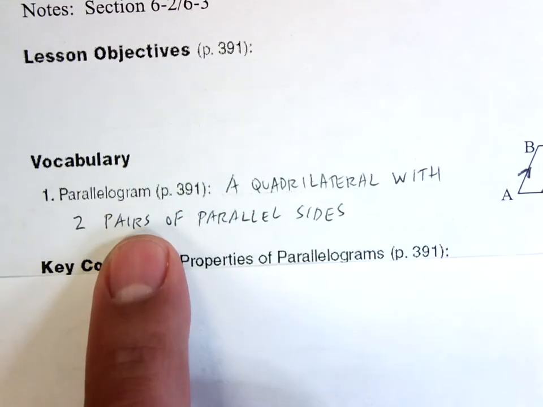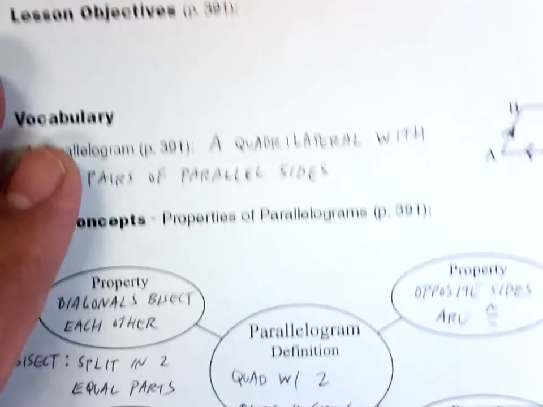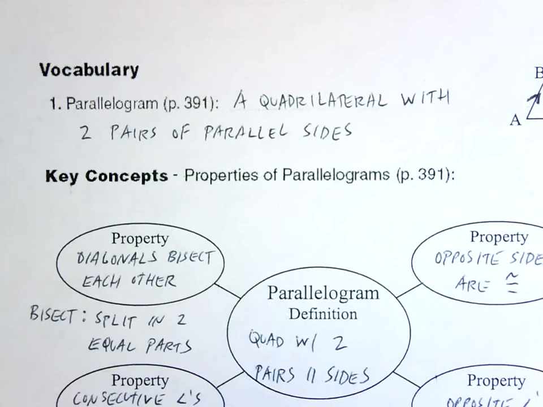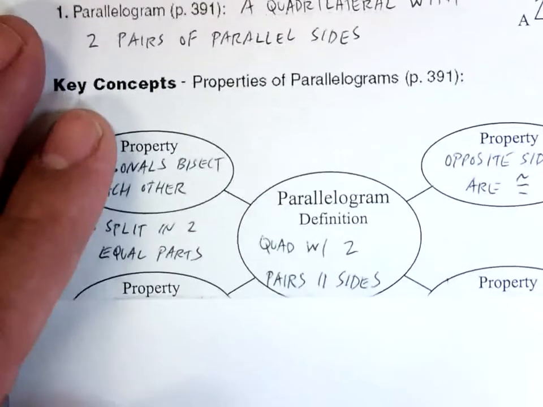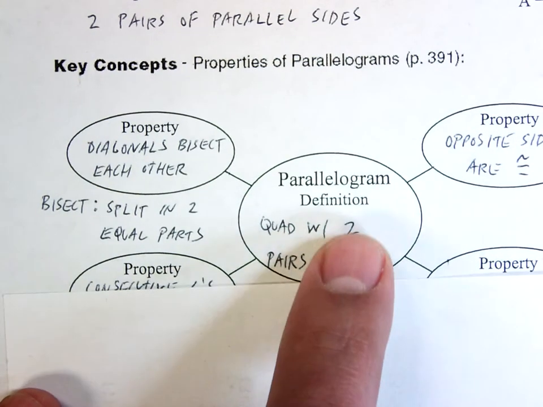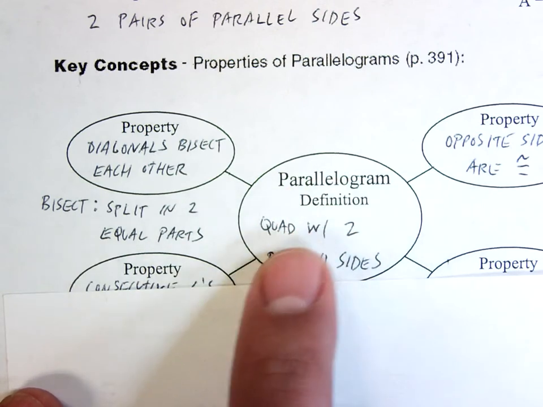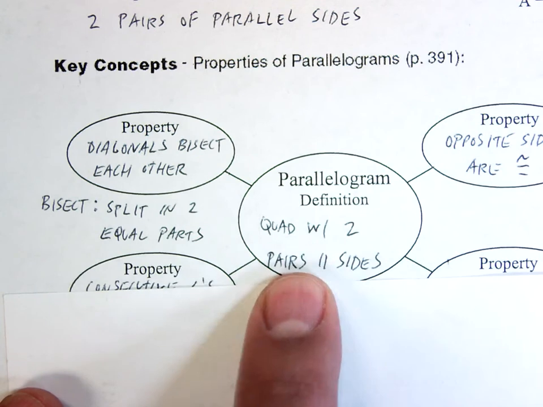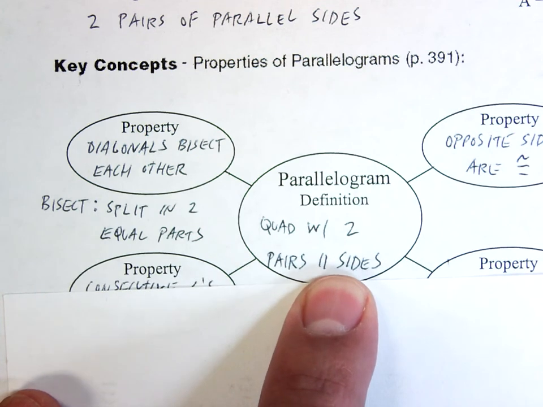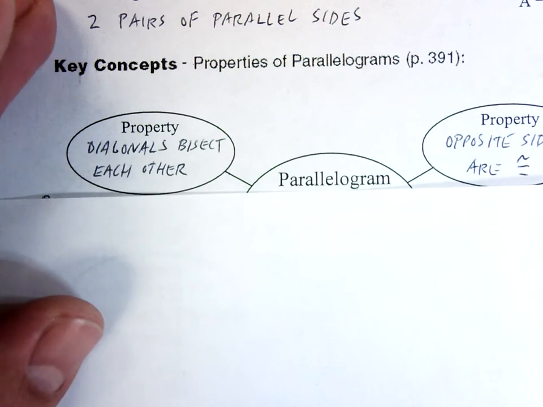So again, all a parallelogram is, it's a quadrilateral with two pairs of parallel sides. This is extremely important, what's going on inside this little diagram. So we start with the middle. Again, I just defined parallelogram: a quadrilateral with two pairs of parallel sides. I just wrote down the definition again. So now there's all these little bubbles.